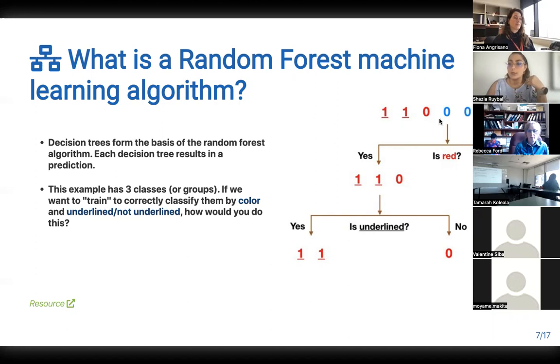So if we start with just these ones and zeros, the first question we can ask is, is it red? If it's not red, then we've correctly classified all of the blue zeros. However, if we said yes, we still have 2 different groups or classes here. We still have underlined ones and red zeros. So then the next question we need to ask is, is it underlined? And if the answer is no, then we've correctly classified the red zeros. If the answer is yes, then we've correctly classified the ones.